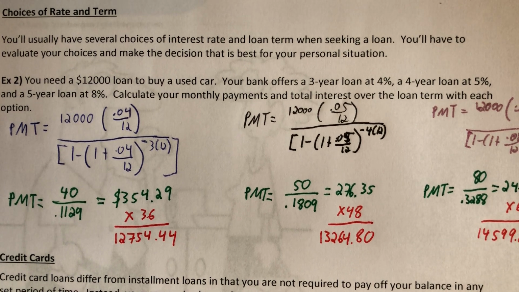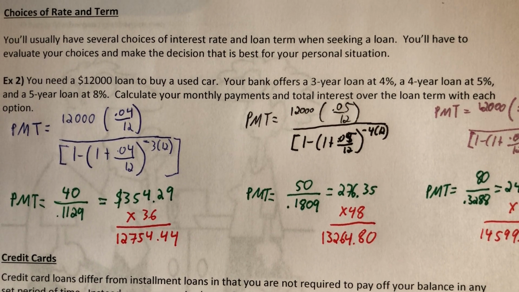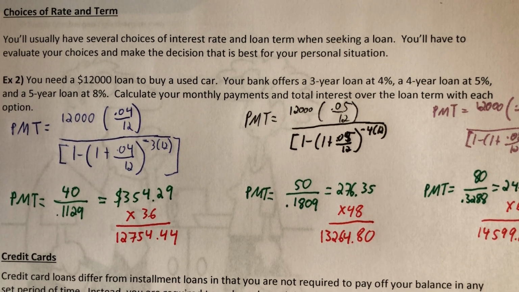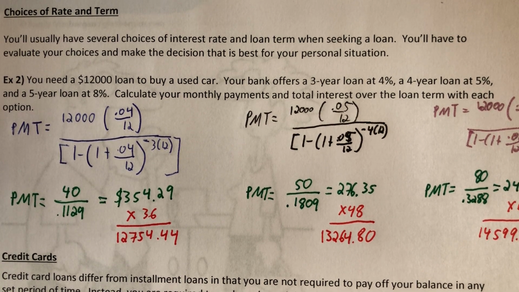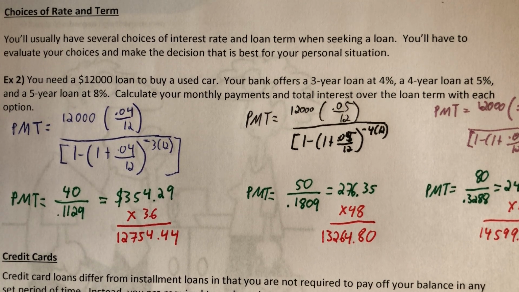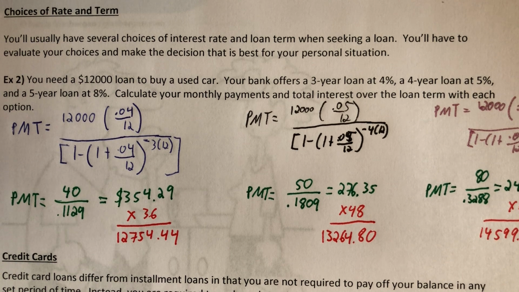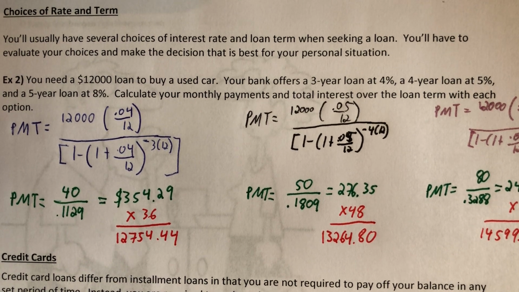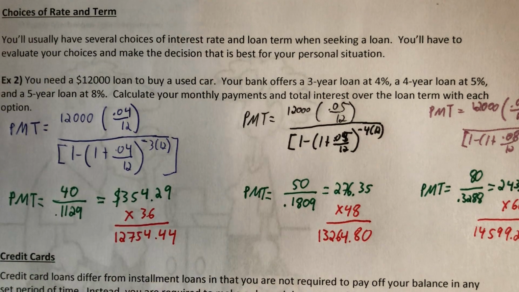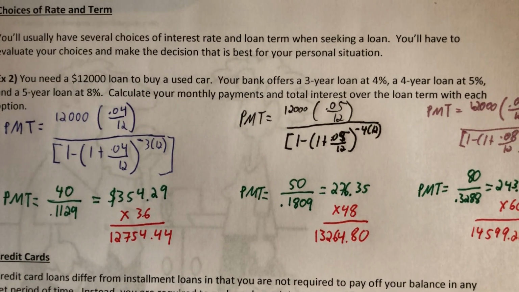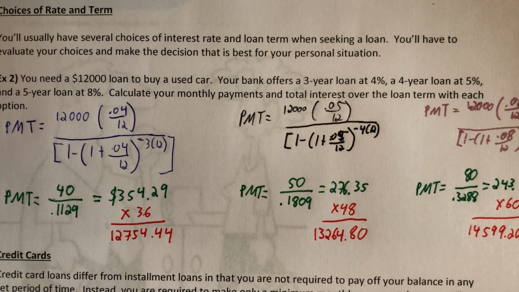However, we're making 48 payments. It's an extra year, and so it would cost us $13,264.80. So while we are saving $80 per month, we are going to spend about $500 more in interest. Okay, so we're going to pay $1,264.80 in interest. Okay, that's usually what happens. The lower the monthly payment is, the longer it takes on the loan, and the more interest you're going to pay in the long run.